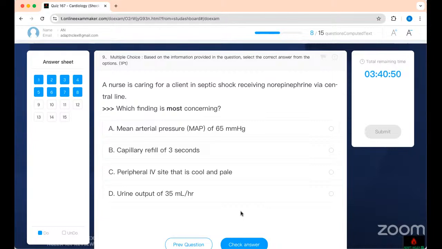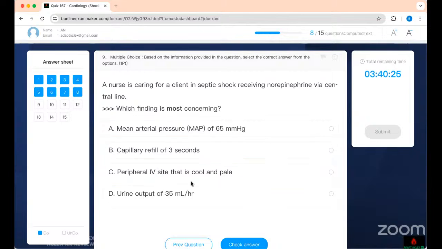What do you think? If I'm in septic shock, I'm receiving norepinephrine, my blood pressure should be fine. My MAP should be fine. I should be peeing okay. Urine output should be fine. So a MAP of 65 is good. I'm not going to be worried about it. Capillary refill of 3 seconds, right? That means it's good. It's not more than 3 seconds. More than 3 seconds means you have an issue.